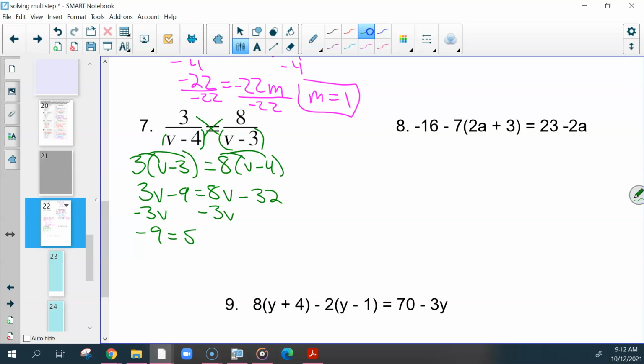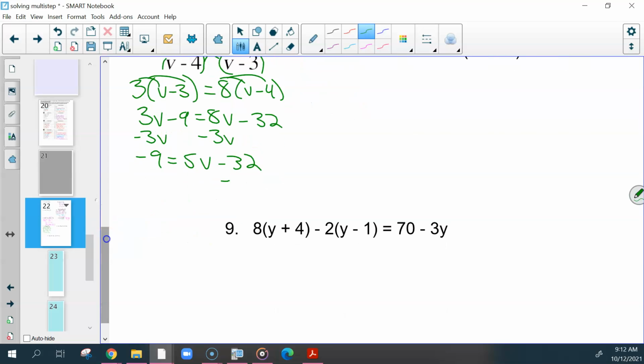So this would give me 5b minus 32. Then we would add 32 to the other side. You're going to get 23. So this is going to be a weird one where we end up with a fraction or decimal as the answer, and that's fine.